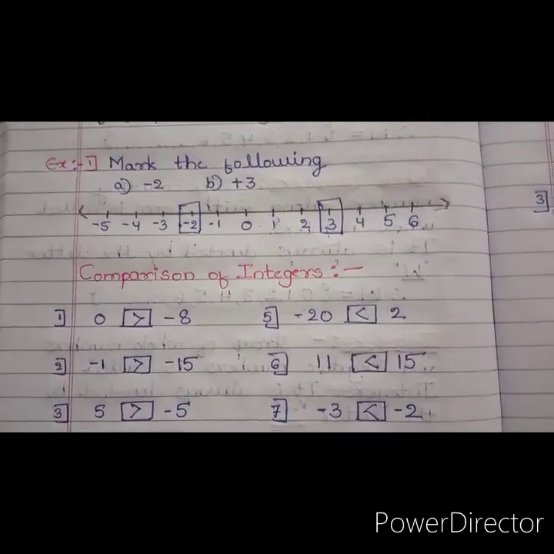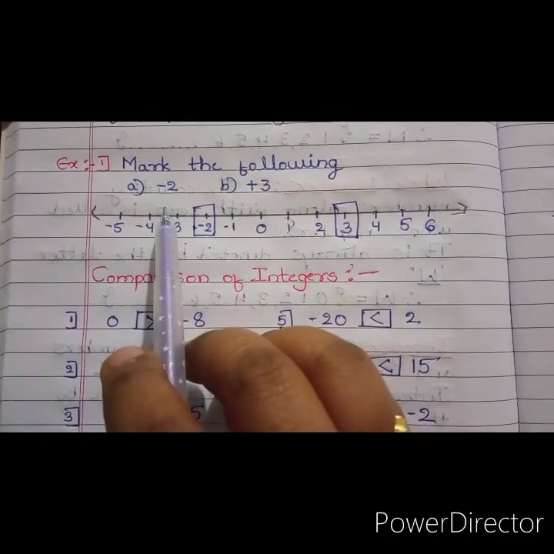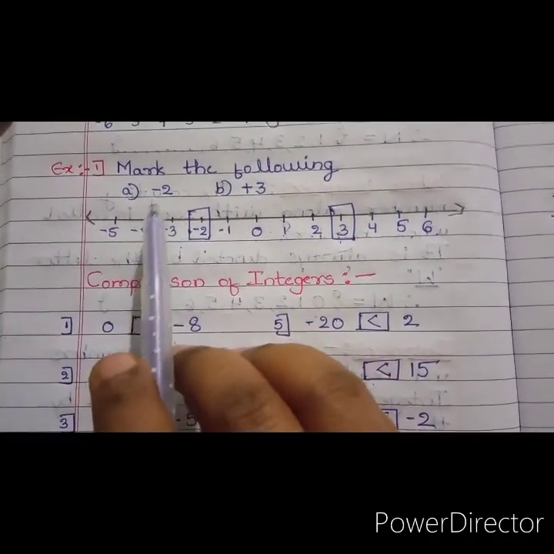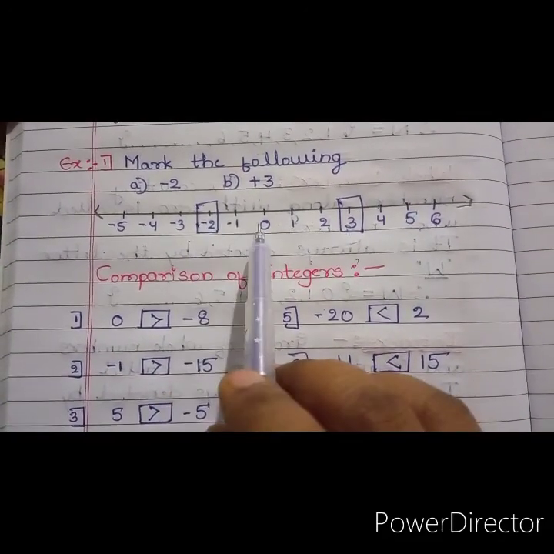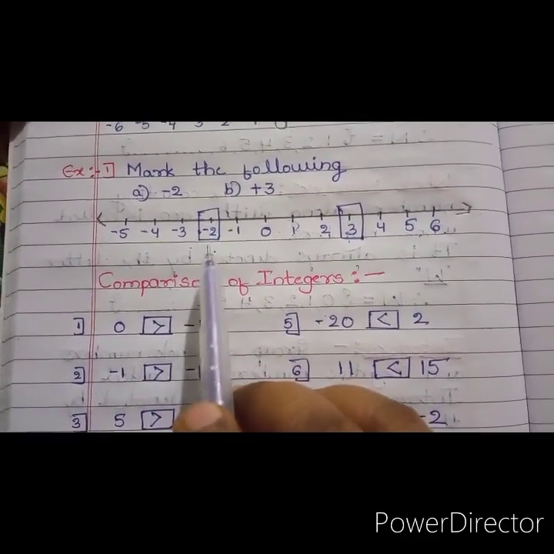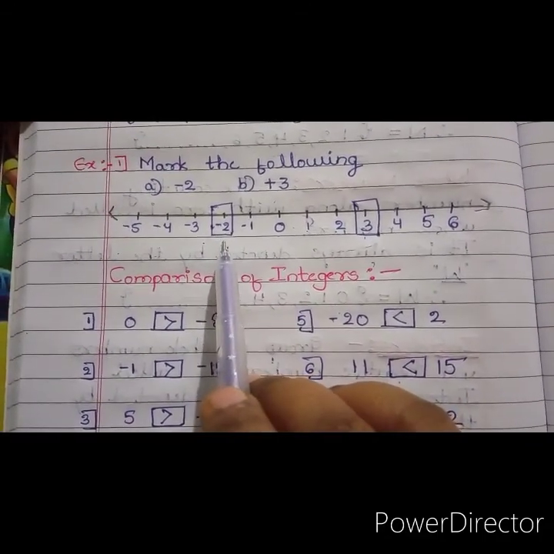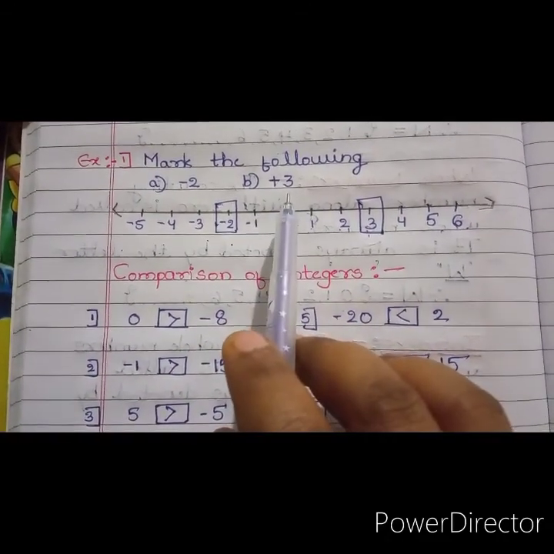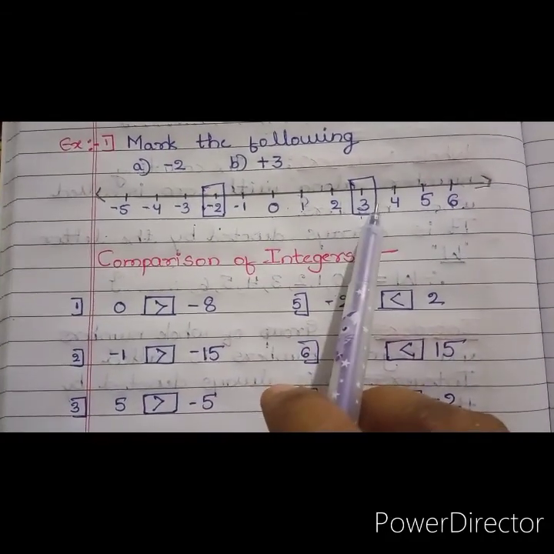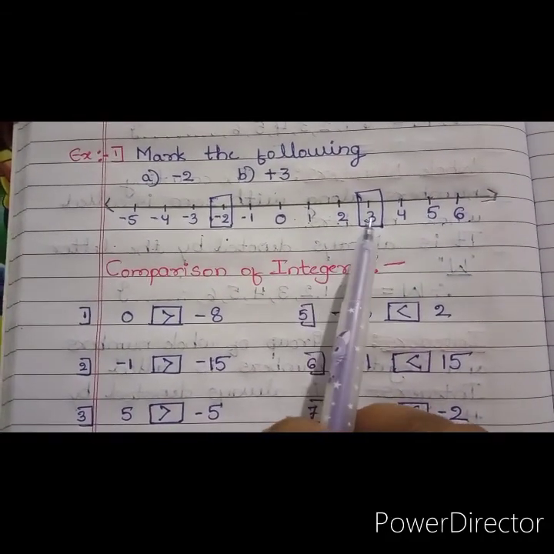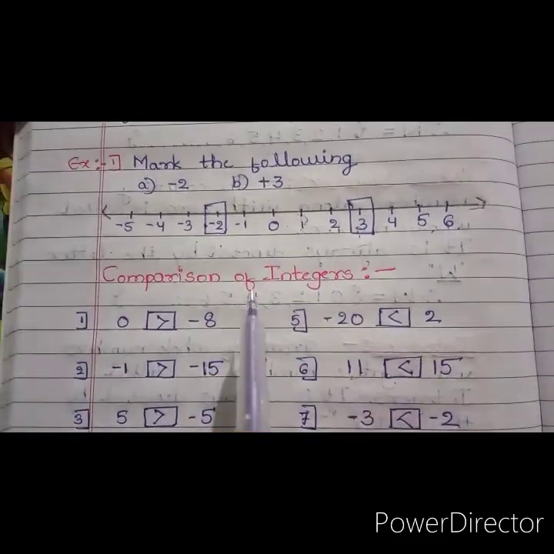Now mark the following. In that, first one, minus 2. The given integer is a negative integer, so we have to mark it on the number line. Negative integer means it is to the left of 0. So see here minus 1, minus 2. This one is minus 2. Second one is plus 3. Here positive integer, so to the right of 0. So plus 1, plus 2 and plus 3. This is the way we have to mark the following.